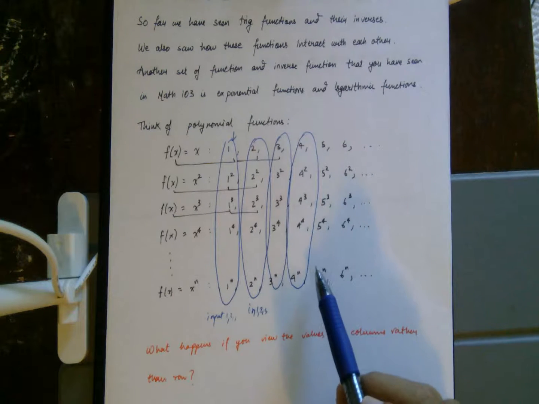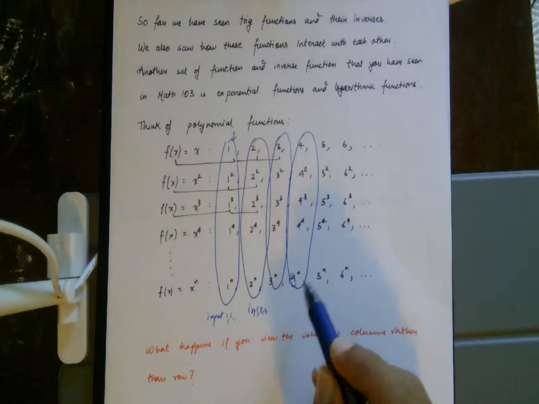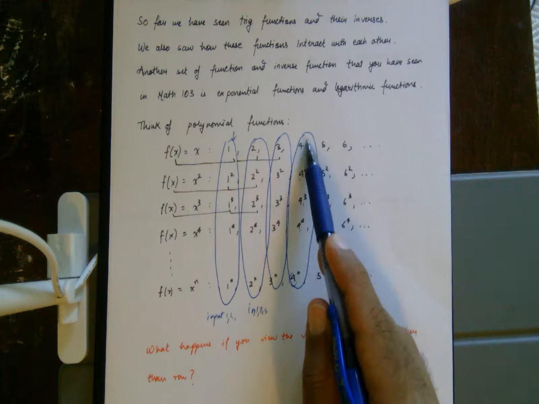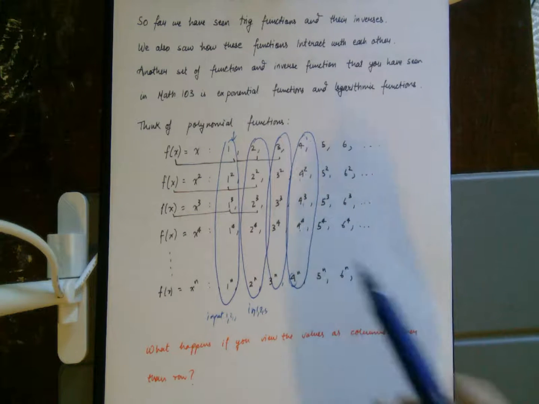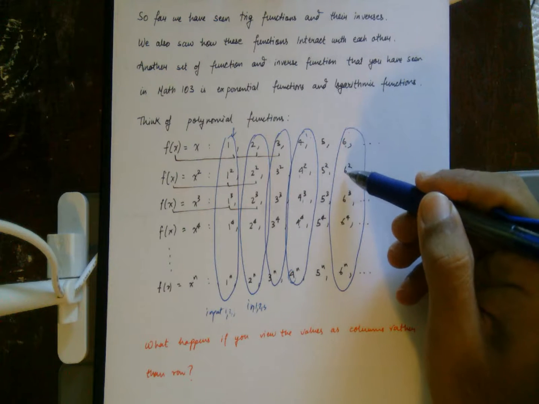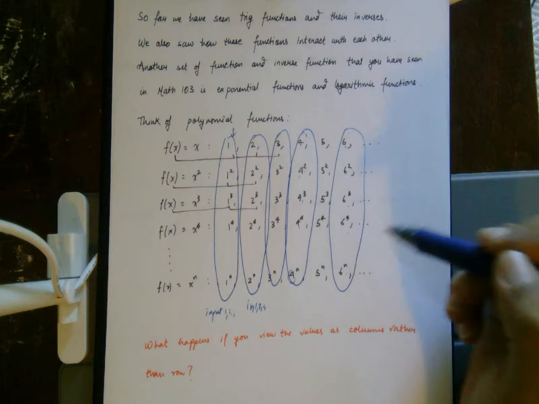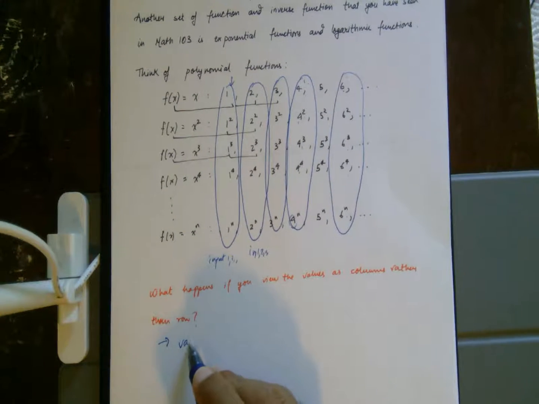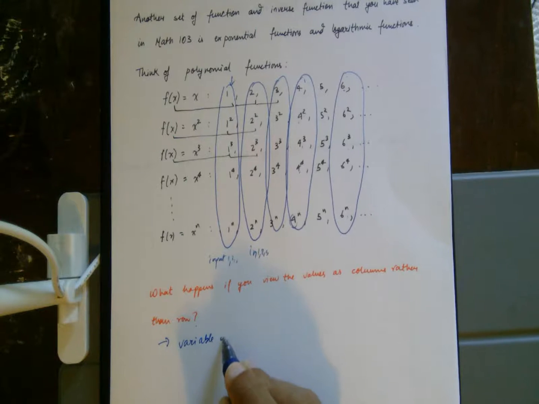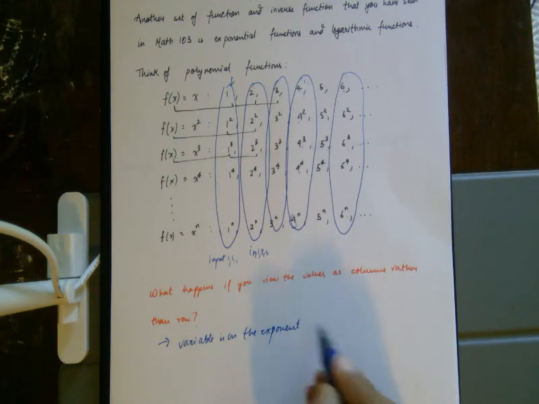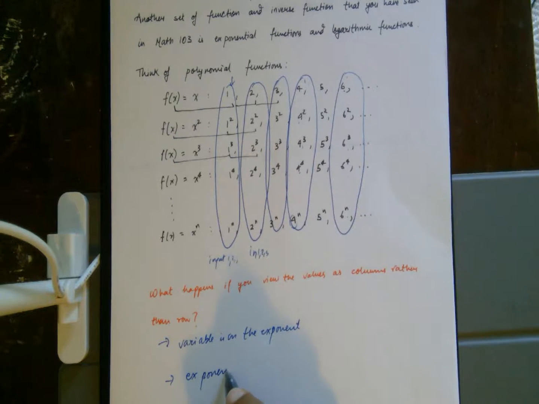What remains constant in this case is this number. It's always 4, but it's raised to different powers. It's raised to the power 1, 2, 3, 4, 5. Again, over here, the number 6 is fixed, and what changes is the exponent. So the variable is in the exponent, and this is called an exponential function.